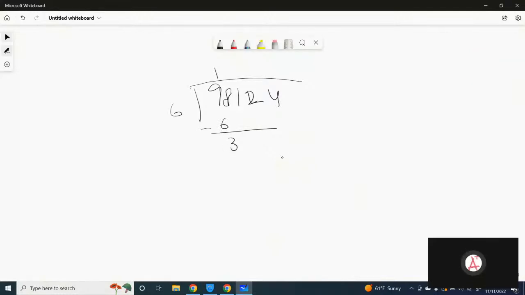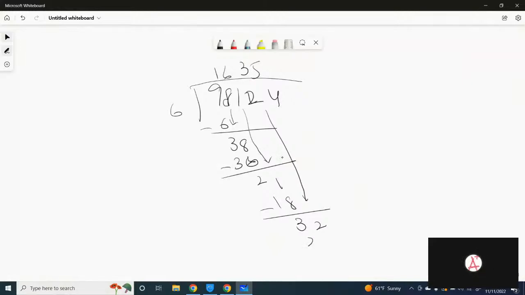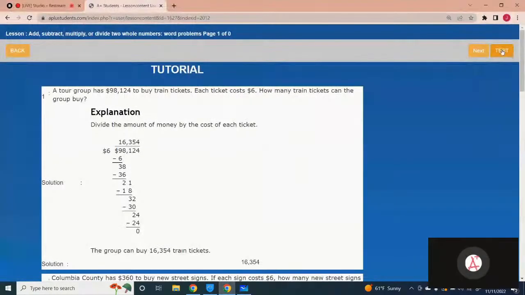9 subtract 6 is 3. Bring 8 down. 6 times 6 is 36. You have 2. Bring the 1 down. So it would be 6 times 3 is 18. 21 subtract 18 is 3. Bring the 2 down. 6 times 5 is 30. 32 subtract 30 is 2, and bring 4 down. 6 times 4 is 24. So it would be 16,354. So the correct option is okay. We are on the tutorial. Let's just start with the test.